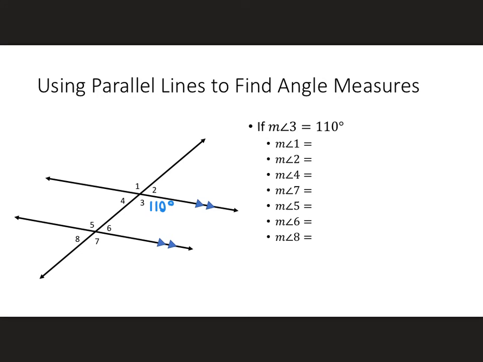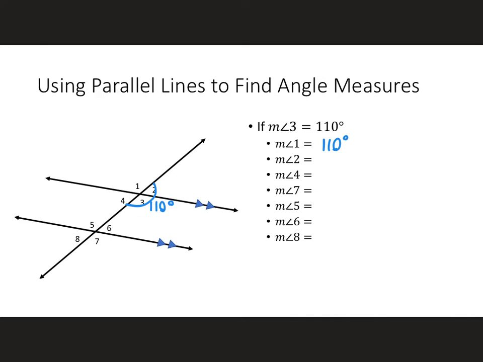So if angle 3 is 110 degrees, we know that angle 1 is also going to be 110 degrees because angle 1 and 3 are vertical angles. We can figure out what angle 2 is going to be because we know that 2 and 3 form a linear pair. So they add up to 180 degrees.